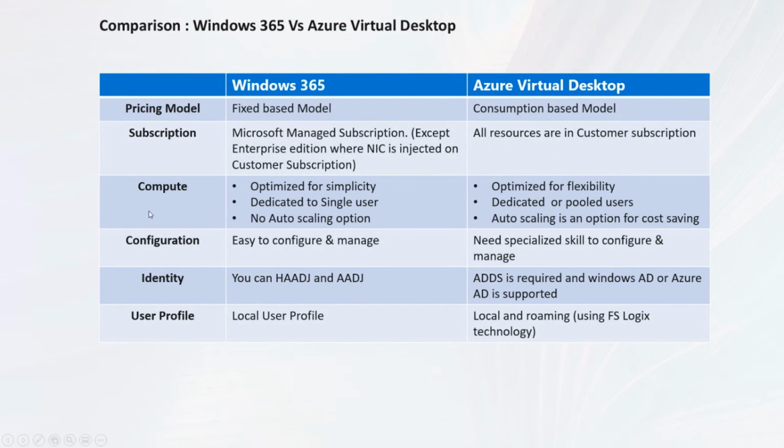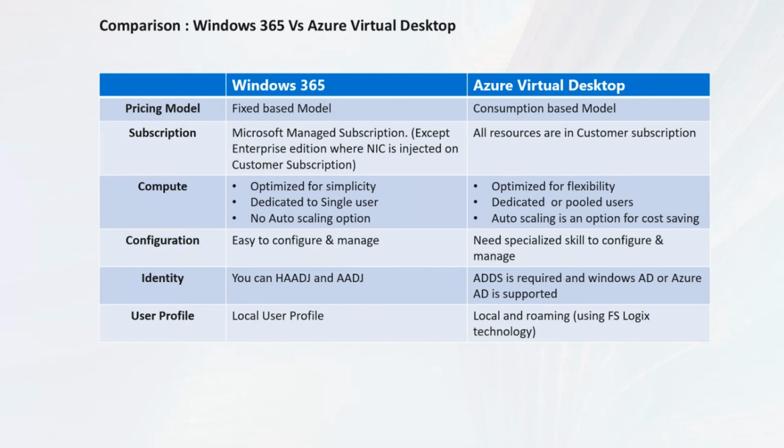From the compute perspective, you get optimized PCs, whereas you have the flexibility to optimize when it comes to AVD. Windows 365 is designed for single users, whereas AVD gives you the capability to use dedicated or pool-based users, so that you have a lot of cost savings. There are no auto scaling options available at this point in time, but auto scaling capabilities are available with AVD, and it's part of the Azure services.